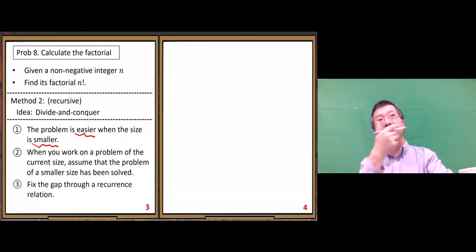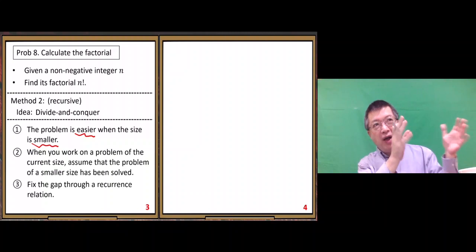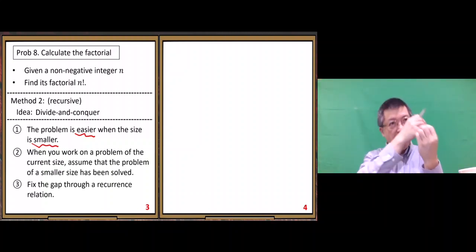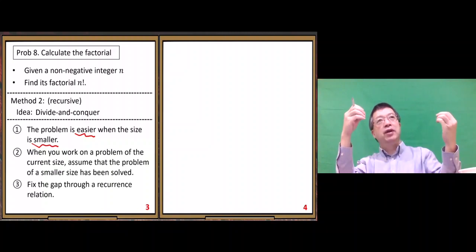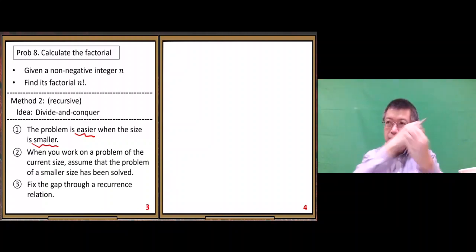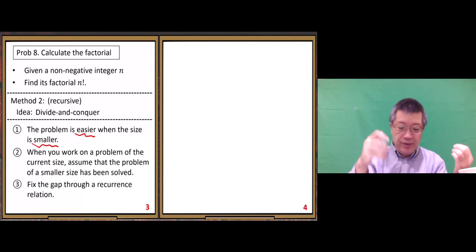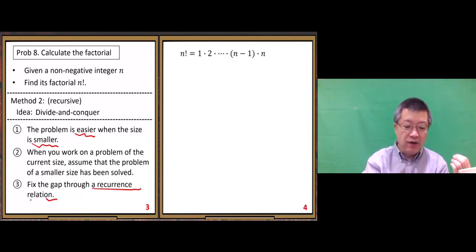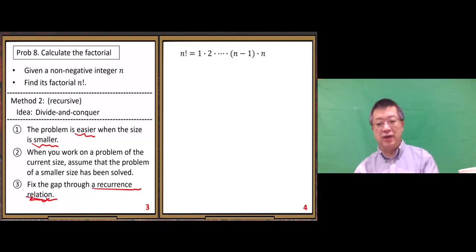Because there is a gap from the known answer to the current unknown answer, we need to bridge that gap through a recurrence relation. In that situation, you need to derive some recurrence relation. All right.